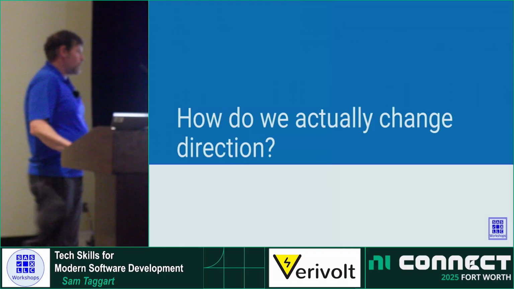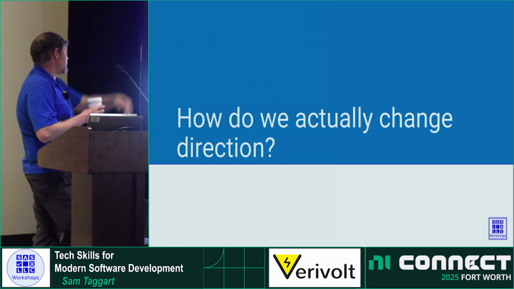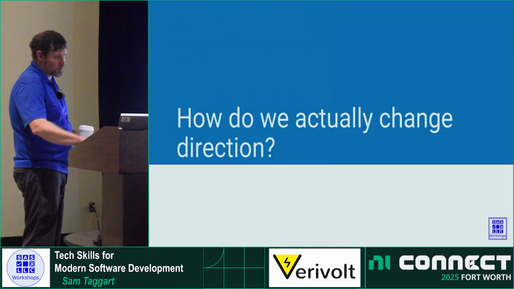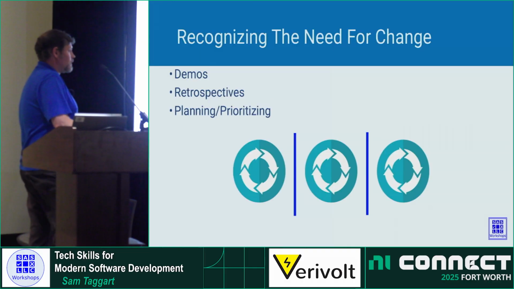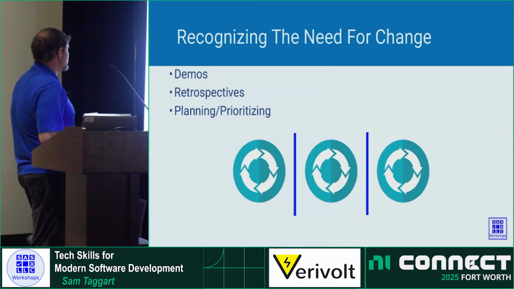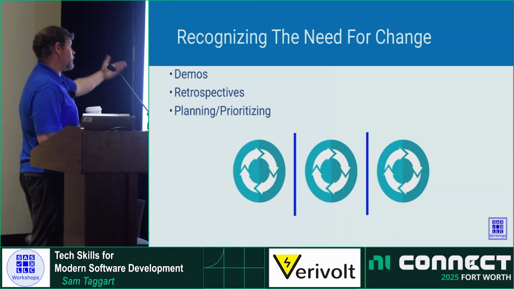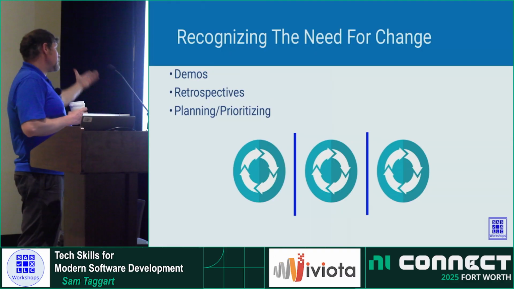All right, so I mentioned agility, right? The word agile means like changing direction quickly. Well, how do we actually change direction? Well, the first thing is we have to recognize that we need to change direction. So in this agile process, we're doing our iterations. At the end of every iteration, we do a demo. We show the customer our software. We get feedback. And we also do retrospectives.